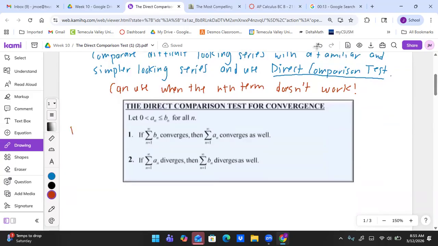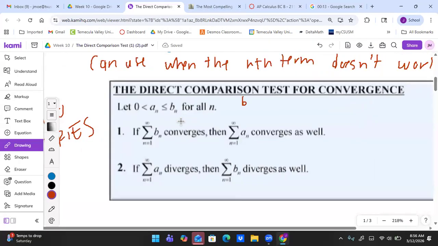Okay, here we go, direct comparison test. So again, the idea is we have two series here. All right, let me read it. Let 0 be less than a sub n is less than or equal to b sub n. So these are two series, a and b. Okay, so this means b sub n is the bigger series. A sub n is the smaller.